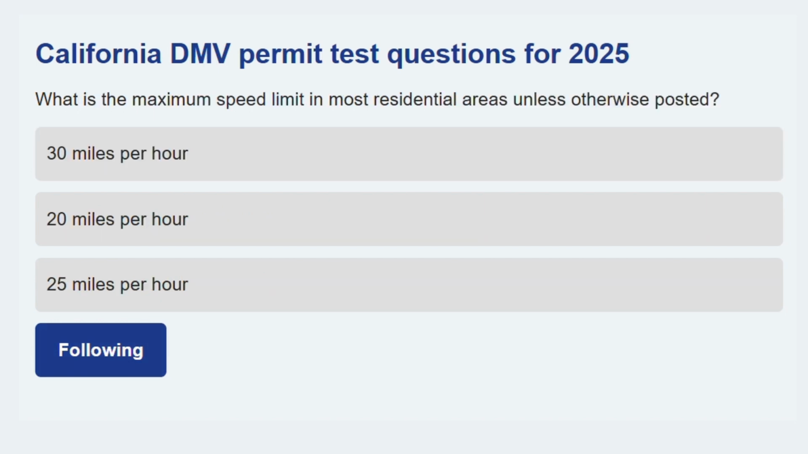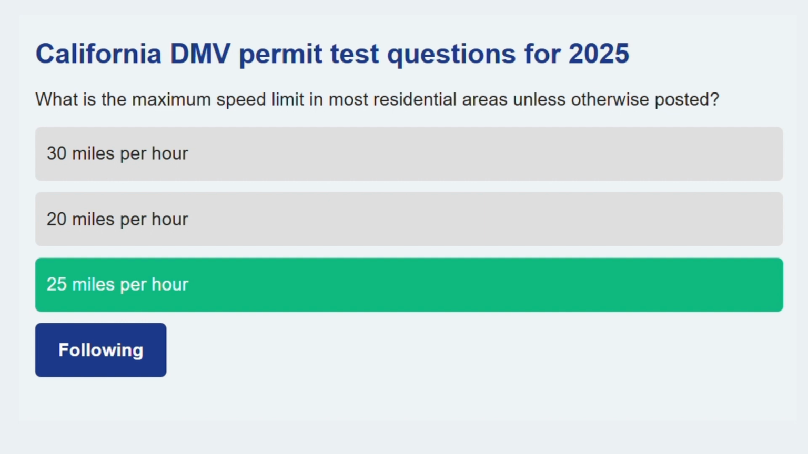What is the maximum speed limit in most residential areas unless otherwise posted? 25 miles per hour. This limit helps reduce accidents in neighborhoods, especially near pedestrians.